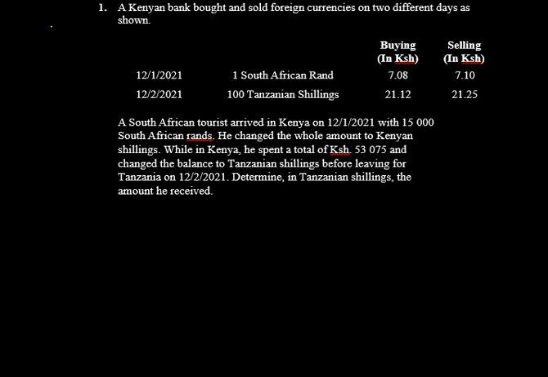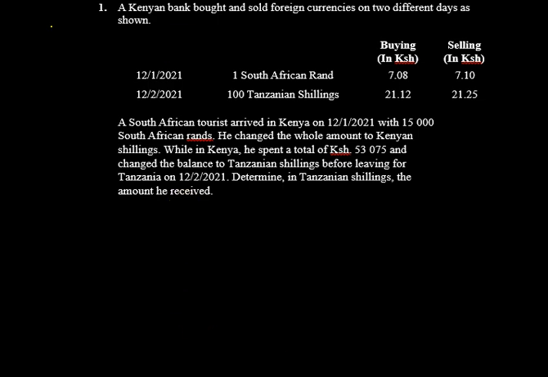Then on 12th of February 2021, 100 Tanzanian shillings was bought at 21.12 and sold at 21.25. Then we are told a South African tourist arrived in Kenya on that date with 15,000 South African rands. He changed the whole amount to Kenyan shillings while in Kenya. He spent a total of that and changed the balance to Tanzanian shillings before leaving for Tanzania. Then you are required to determine the Tanzanian shillings that the person received.